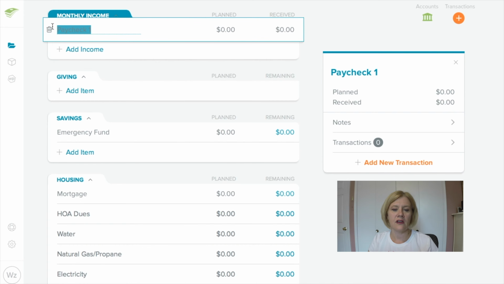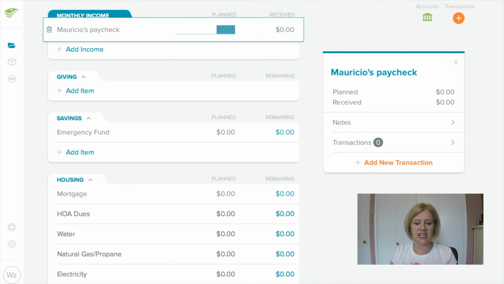First, we want to look at our income. These are not my numbers because my numbers are far more complicated than this will ever be, but I'm going to give you just a pretend scenario. So for the first one, we have our first paycheck will be Mauricio's pay.